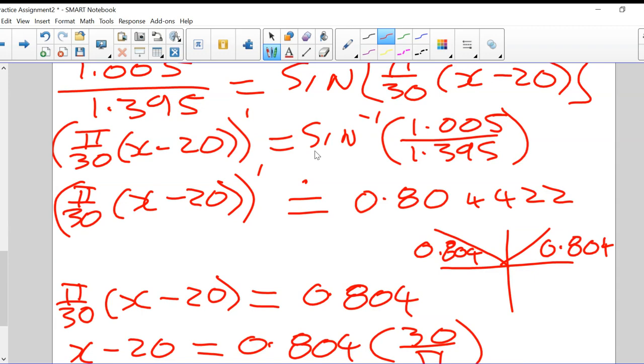Okay, let's do it in stages then. I'm going to grab my calculator as well because I want to make sure that we're both on the same page. I'm going to hit my second function key and then my sine. I'm going to put the 1.005 over the 1.395. And I'm going to get an answer. You're not getting 0.8044 on that? Okay, Kayla. You're not getting that, Noah? The 0.8044, you're not getting that number?